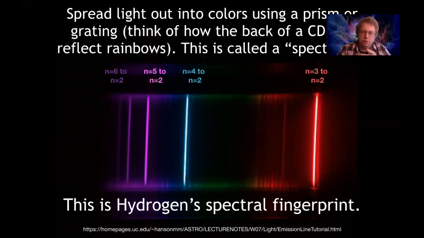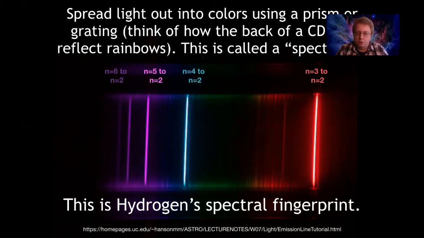This is what it looks like when you do this to hydrogen. You get these 4 main bands of light. So there's a really bright red band, there's a really bright blue band, and then there's 2 slightly less bright purple and even darker purple bands. This is the spectral fingerprint of hydrogen. These lines are unique to hydrogen, and this pattern is unique to hydrogen, and it's universal. Every hydrogen atom produces a pattern like this.